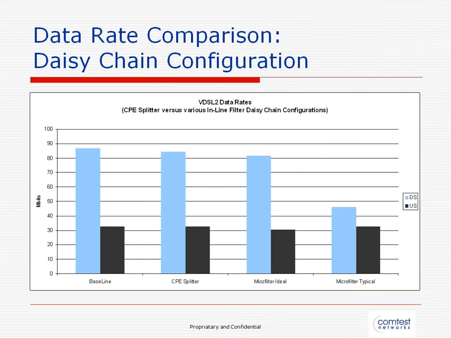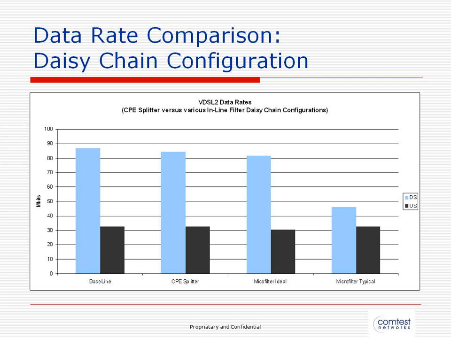Now for the results. As you can see, the case with the CPE splitter has the highest data rates, 84.5 megabits downstream and 32.9 megabits up. Skipping to the last pair of bars on the chart, the typical microfilter installation has the lowest attainable data rates, particularly in the downstream, where measured data rates were 46.7% lower. This is a direct result of the bridge tap presented by the rest of the home wiring chain.